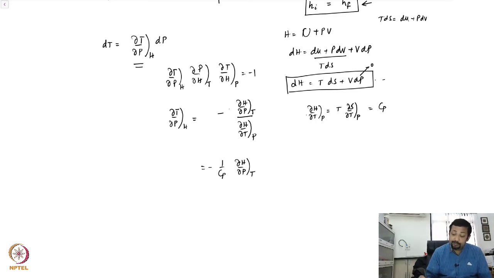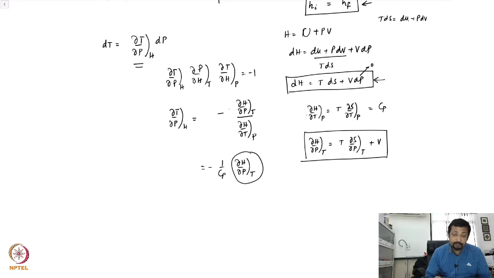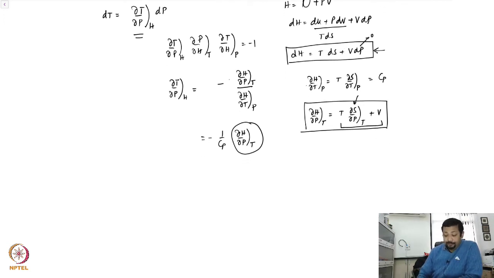From this equation itself it follows that (∂H/∂P) at constant temperature is going to be T (∂S/∂P) at constant temperature plus V. So evaluation of this partial derivative is equivalent to evaluation of this, and once again this is the problematic partial derivative, because it doesn't relate to a standard derivative that we know of, like any response function.